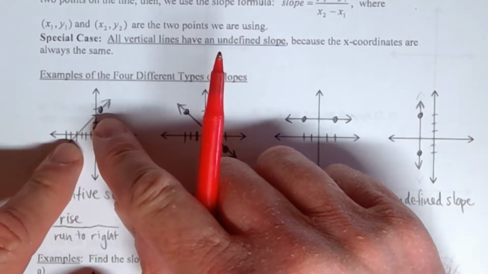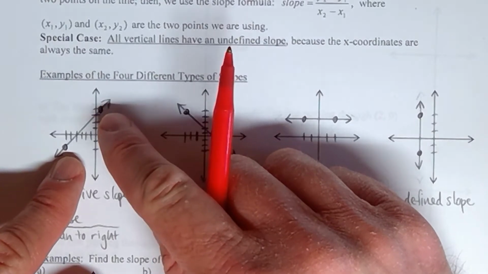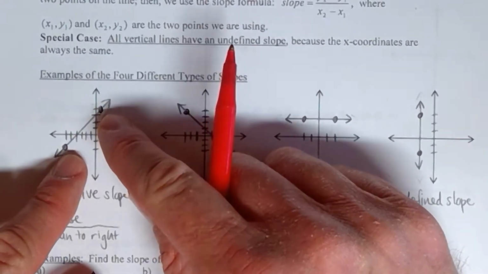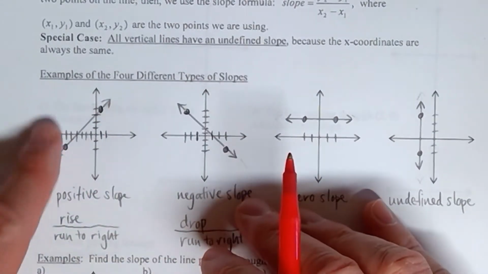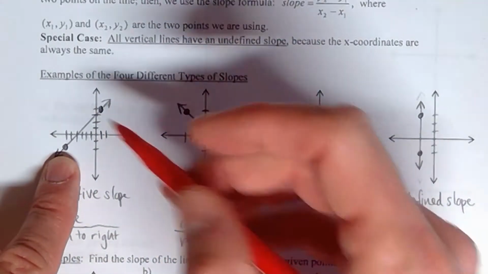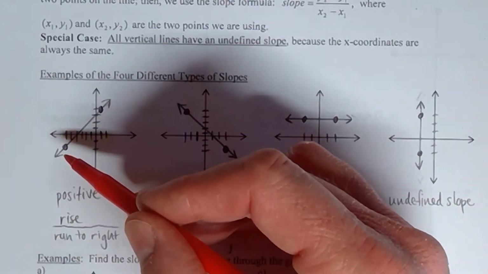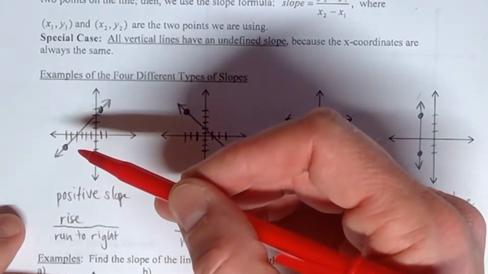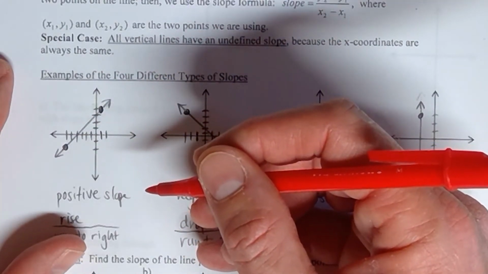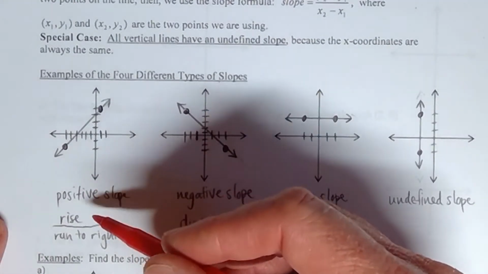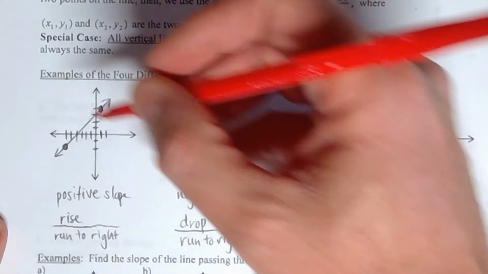taking any two points on the line, just as long as they're two different points. It doesn't matter what two points they are. And you always start out at the point on the left. This point obviously is further to the left of the graph than this one is. So you start out at the point that's further to the left, with the smaller x, in other words. What you do is, if it's positive, you're going to rise and then run to the right. Let me show you what I mean by that.